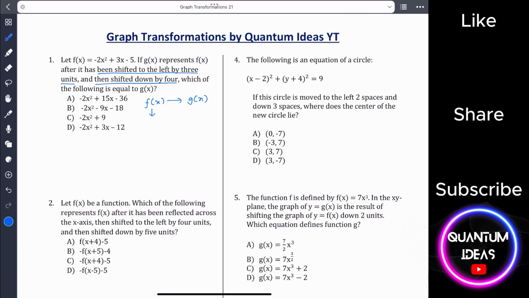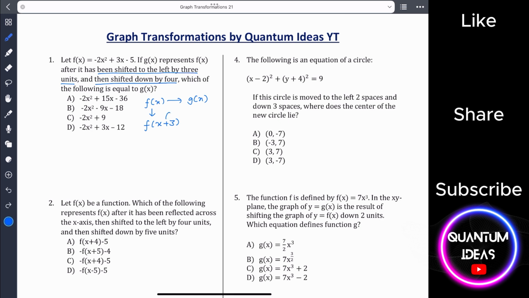So f(x) is first shifted to the left by 3. When the function is shifted to the left, you just write f(x) with a plus, and then the amount it is shifted, that is 3, so f(x plus 3). If the question says the function is shifted to the right, then you have to use a minus sign here.